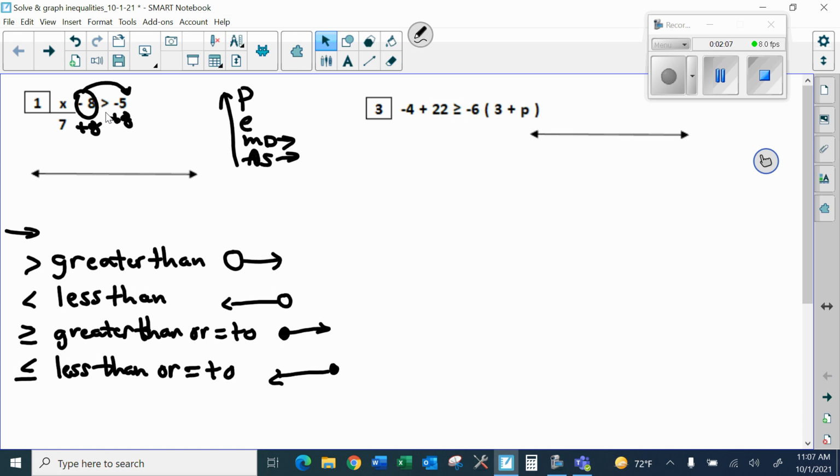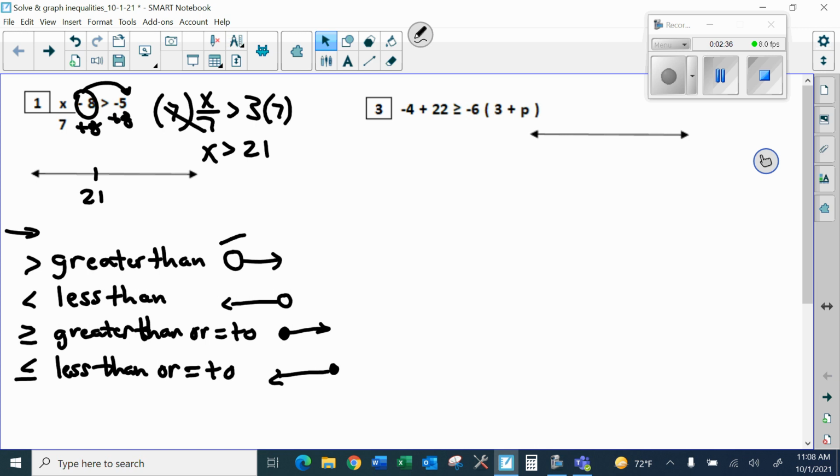So now I'm left with x over 7 is greater than, what's 8 minus 5? 3. Last step, multiply by 7, the opposite of divide by 7. So let's cancel out. Remember, I'm multiplying by a positive, so it's not changing the inequality sign. x is greater than 21. So I'm going to put a hash mark here, put a 21 underneath it. Since it's greater than, notice greater than is an open circle, so I'm going to open a circle here, shaded to the right.